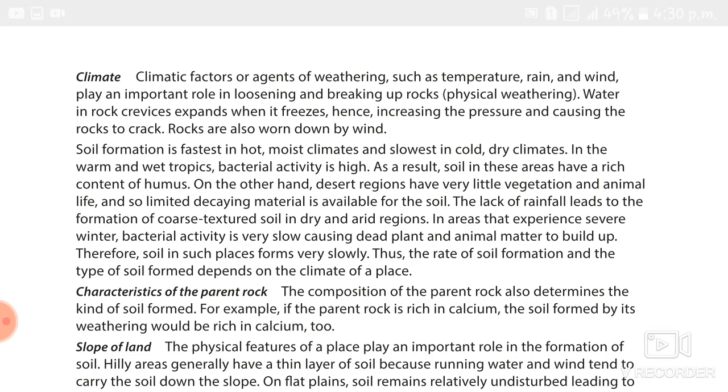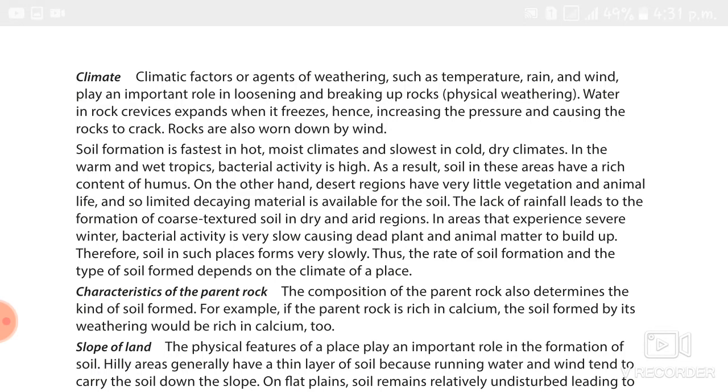The next factor is the characteristics of the parent rock. See, you look like your parents, don't you? Many of your characters are similar to your parents, or it may be similar to the grandparents. Similarly, the composition of the parent rock determines the kind of soil formed. For example, if the parent rock is rich in calcium, the soil formed by its weathering will also be enriched in calcium.